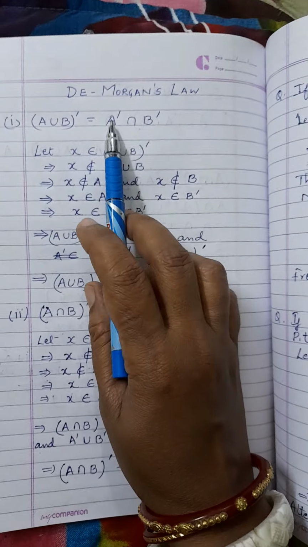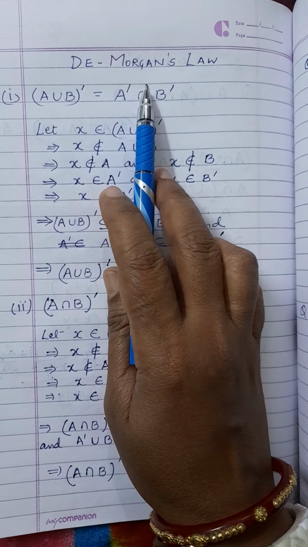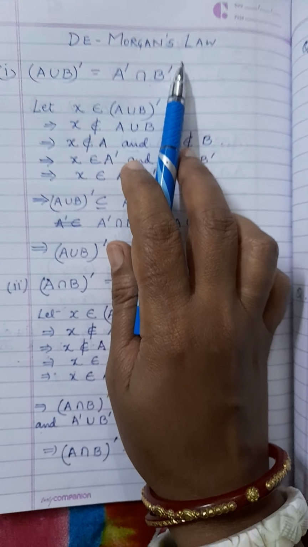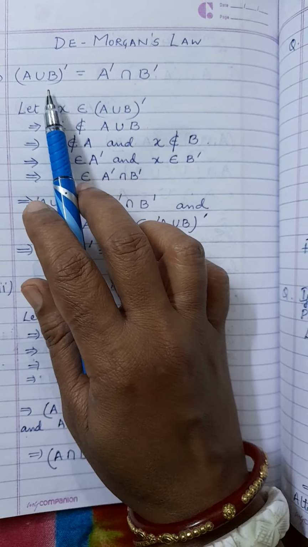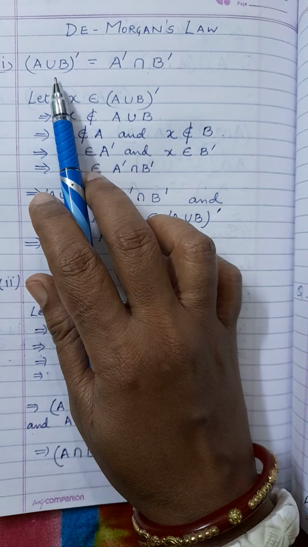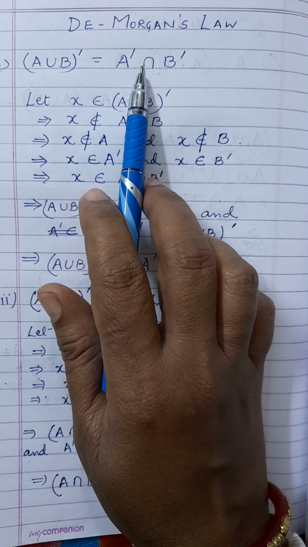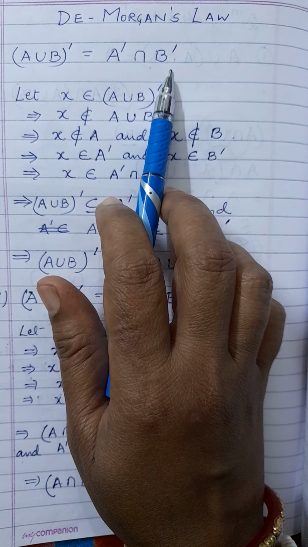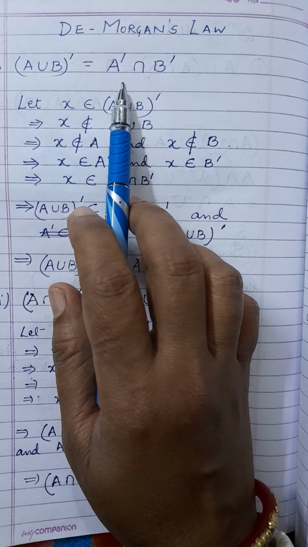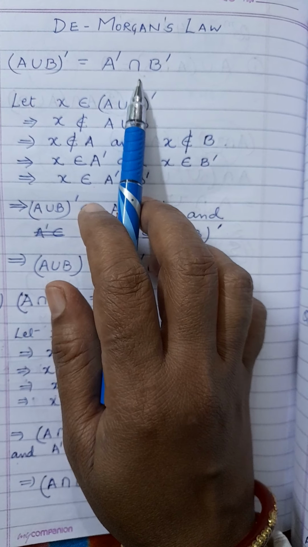Students, today we will discuss De Morgan's law. You know there are two parts in De Morgan's law. The first part is (A union B)' is equal to A' intersection B'. How to prove this? By using the properties of sets.